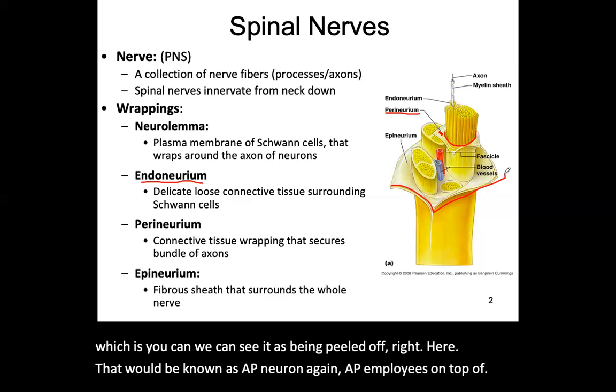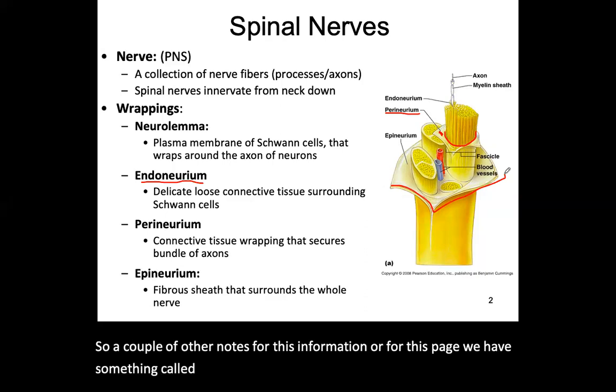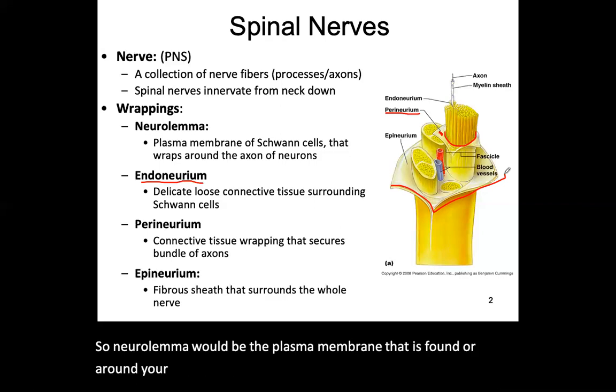So a couple of other notes for this page. We have something called the neurolemma. Again, neuro implies your nervous system. So the neurolemma is the plasma membrane that is found around your neurons. And if you're talking about the axon portion of that, that is still wrapped with myelin sheath.